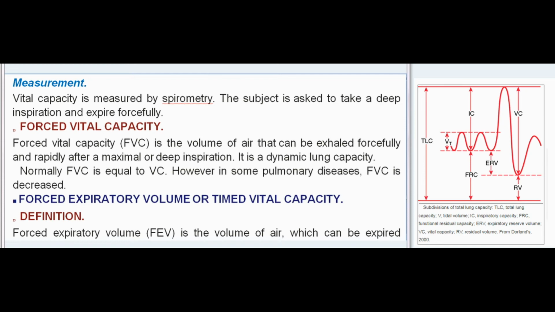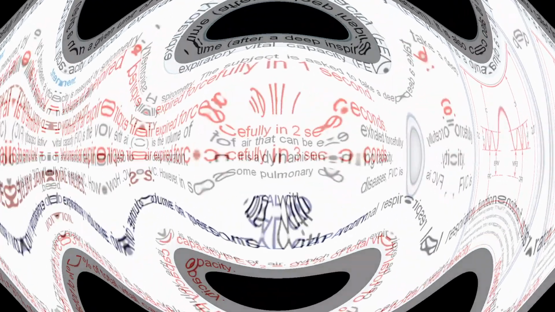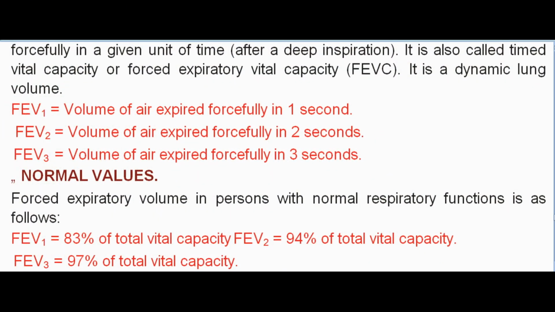Forced expiratory volume or timed vital capacity. Definition. Forced expiratory volume, FEV, is the volume of air, which can be expired forcefully in a given unit of time, after a deep inspiration. It is also called timed vital capacity or forced expiratory vital capacity, FEVC. It is a dynamic lung volume. FEV1 equals volume of air expired forcefully in 1 second. FEV2 equals volume of air expired forcefully in 2 seconds. FEV3 equals volume of air expired forcefully in 3 seconds.